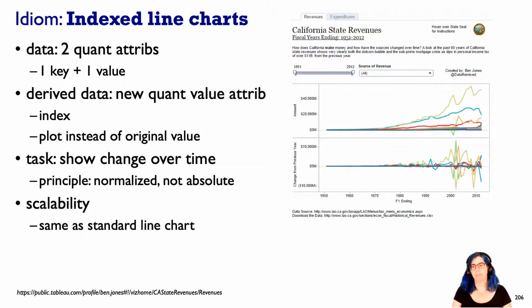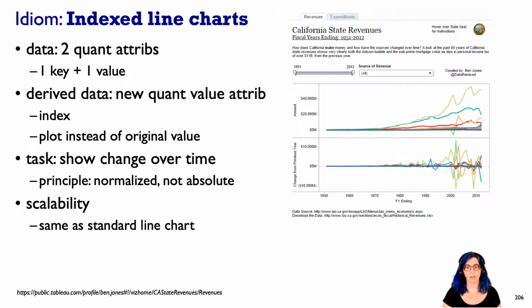So, we can build off this idea of a line chart and have things where we think about deriving data. An indexed line chart is where, again, we've got two quantitative attributes, a key and a value, and what we derive is a new quantitative value attribute. Indexing means that you're saying change relative to some baseline, where the baseline is some other value. For example, in time series data, you can index according to some other year's worth of data. So this is very good for the task of showing change over time.